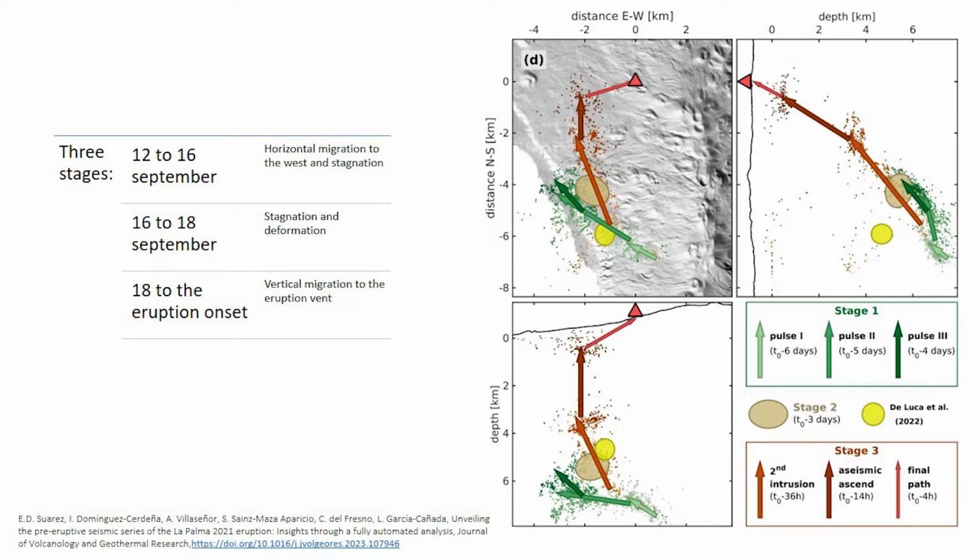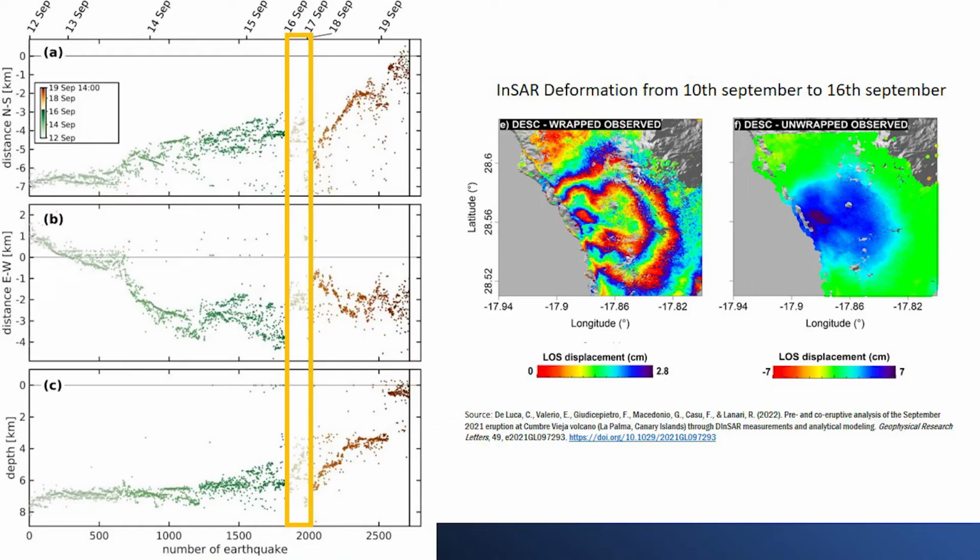If you look at the second stage, the second intrusion was only 36 hours prior to the eruption. The magma migrated from 6 kilometers to the surface in less than 36 hours. These are the latitude, longitude, and depth plots, which locally correspond with the InSAR deformation measured and published by De Luca et al.